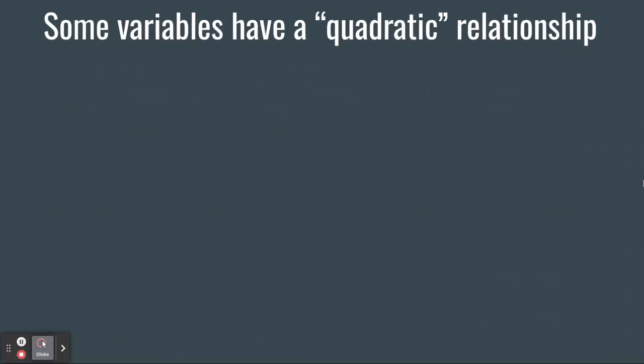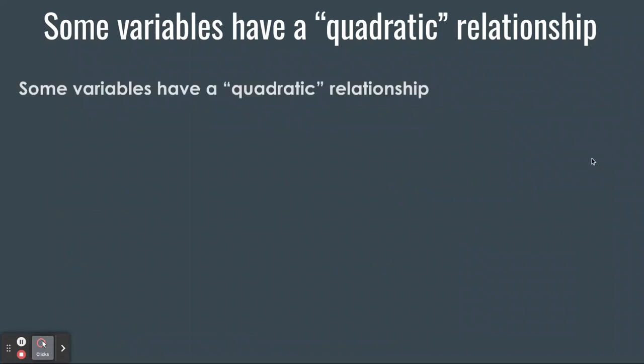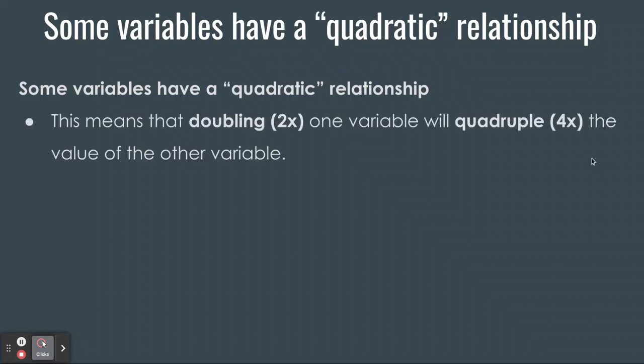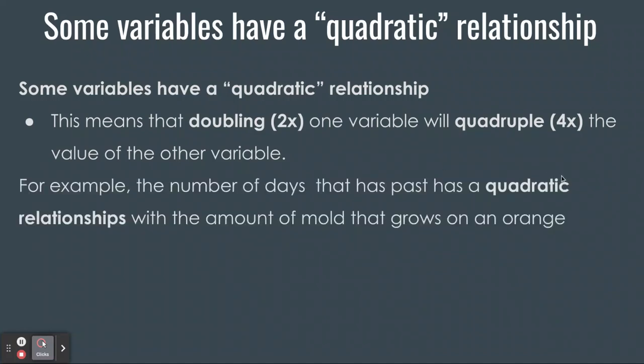All right, and this last one is probably a kind of tricky one. Some variables have a quadratic relationship. This is probably something you haven't seen in math yet, but you will. So some variables have a quadratic relationship, which means that doubling one variable will quadruple the value of the other variable.